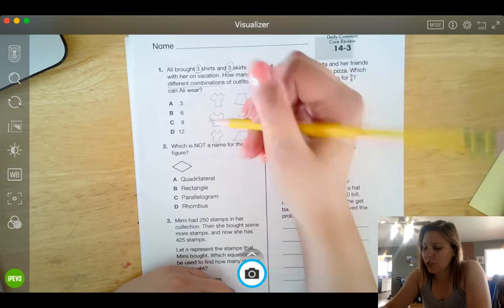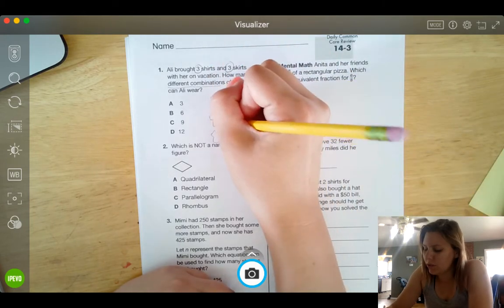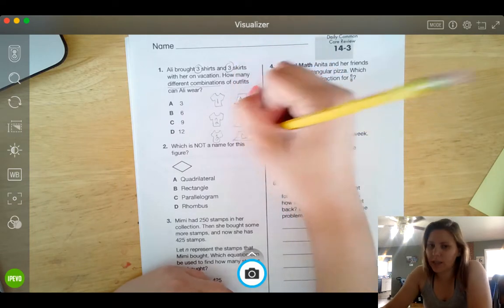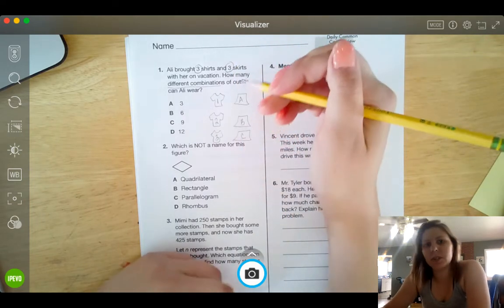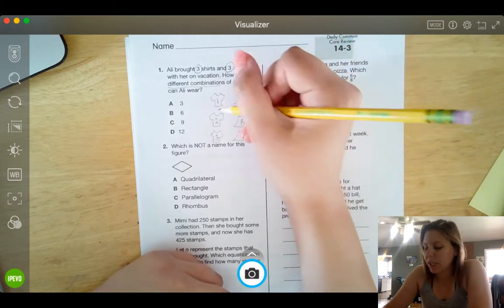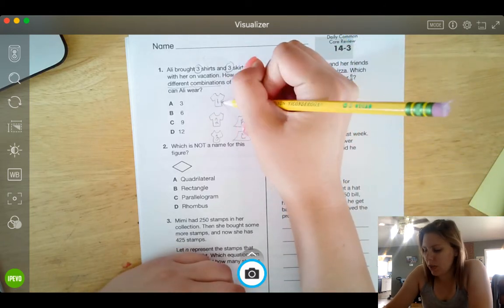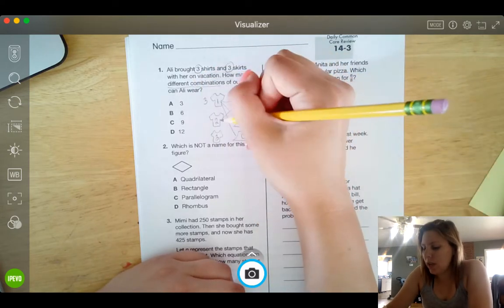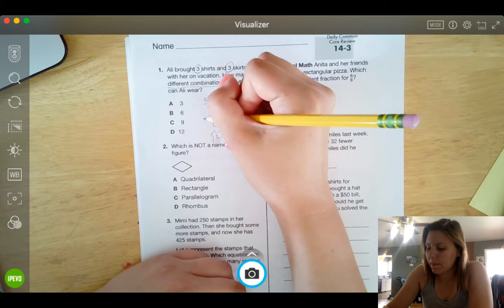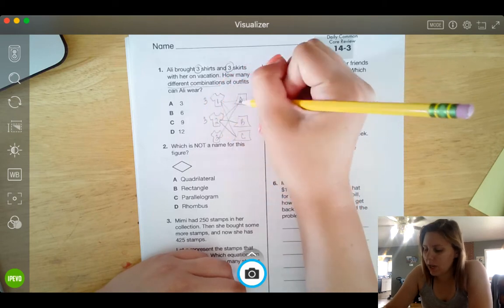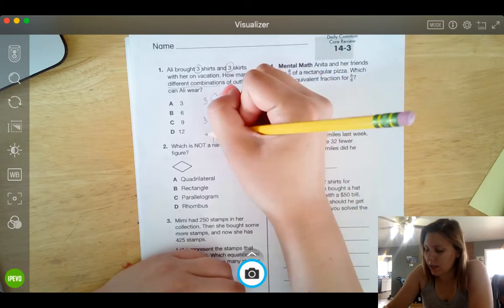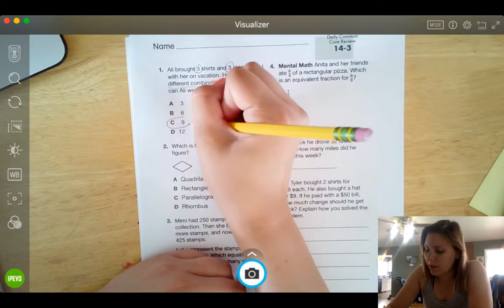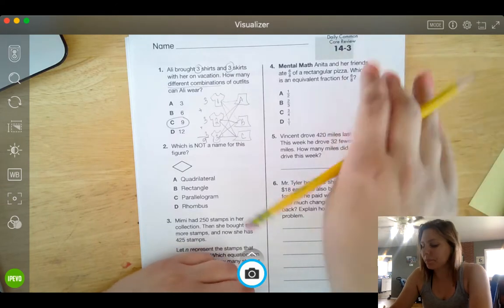And how many combinations? Well, here's shirt 1, 2, shirt 3, and skirt A, B, and C. Sometimes it's easier to do numbers with letters so we can keep track a little bit better. So I could do 1A, 1B, and 1C. That's 3 combinations. 2A, 2B, 2C. That's 3 combinations. 3A, 3B, 3C. That's 3 combinations. And if I add all these together, I would get a total of 9 combinations.